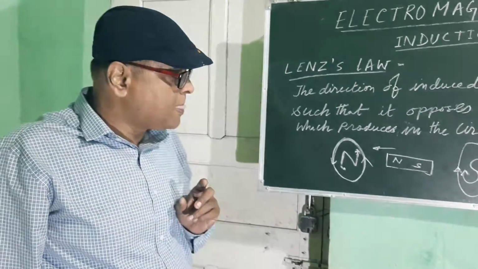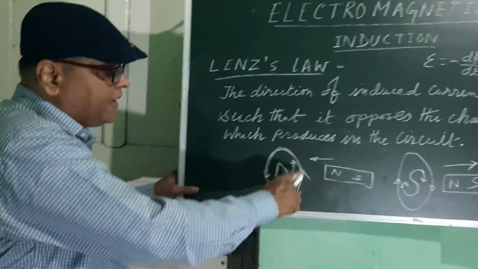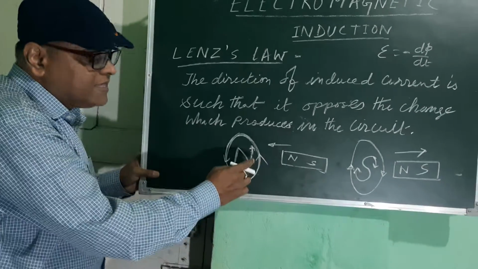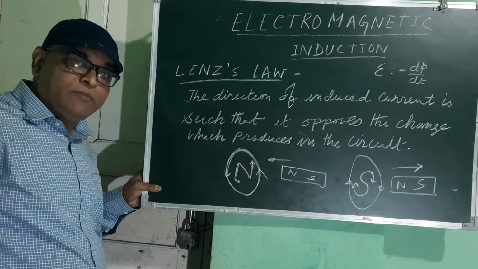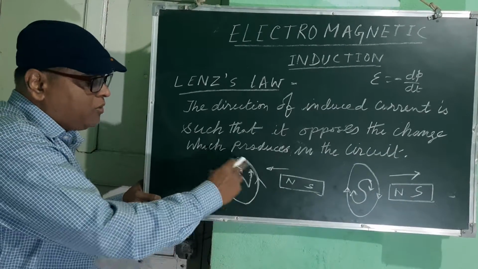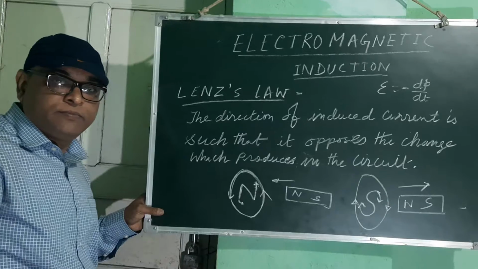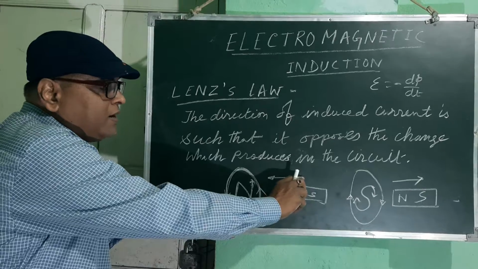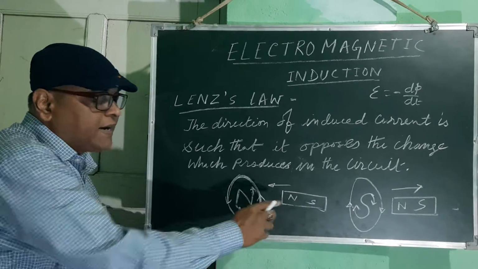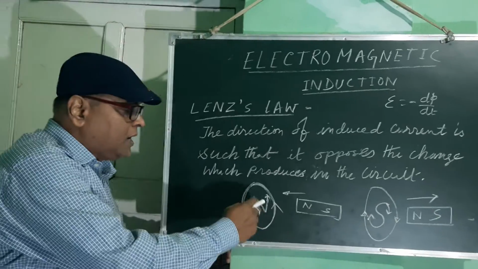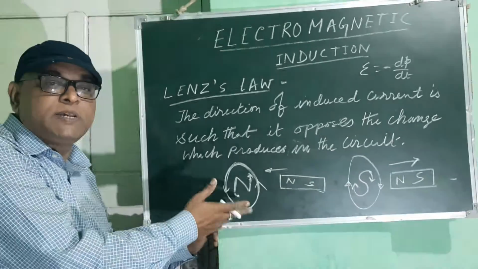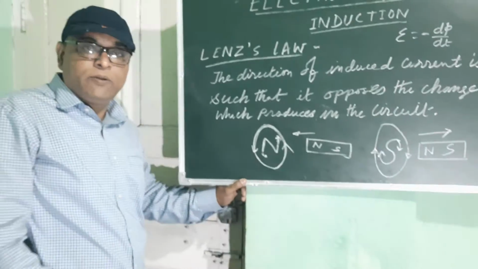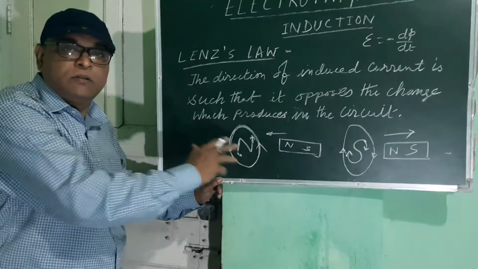Now what is that? Just think about it here. That is the first case. When the North Pole is moving towards the coil, what will happen? A North Pole will be produced in front of the magnet. As the North Pole is produced, immediately the magnet will stop. As the magnet stops, the production of induced current will be zero. So there is the conservation of energy.